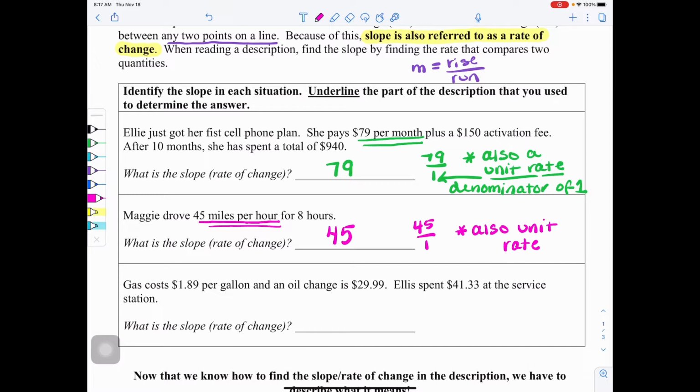Gas cost $1.89 per gallon, and an oil change is $29.99. Ellis spent $41.33 at the service station. What is the slope or rate of change? So when reading this problem, I want to find the rate that's comparing two quantities, and I see money per gallon. Okay, so that means my slope is $1.89. Now again, because it's per gallon, that's 1, this is also a unit rate.